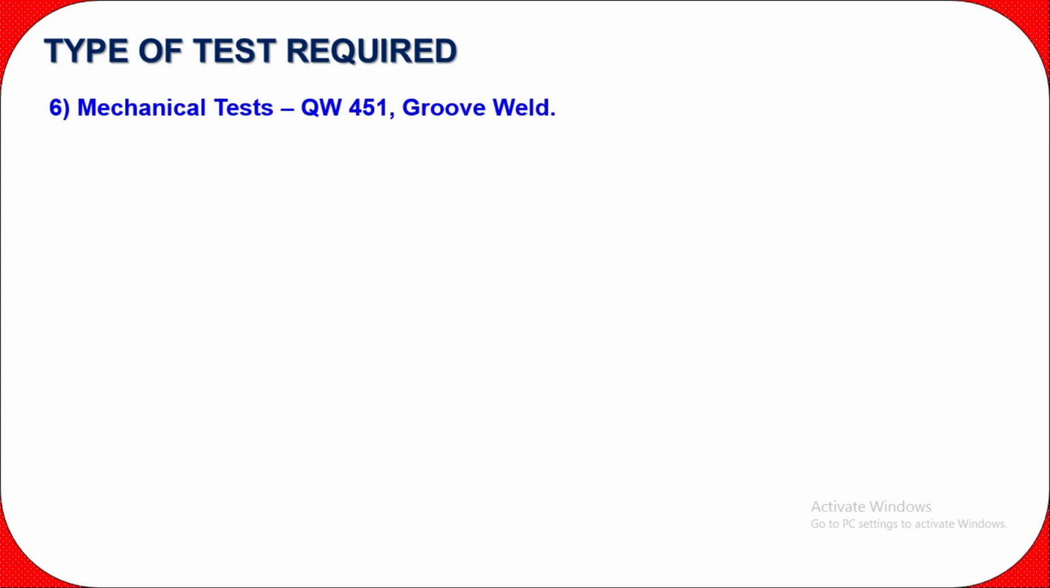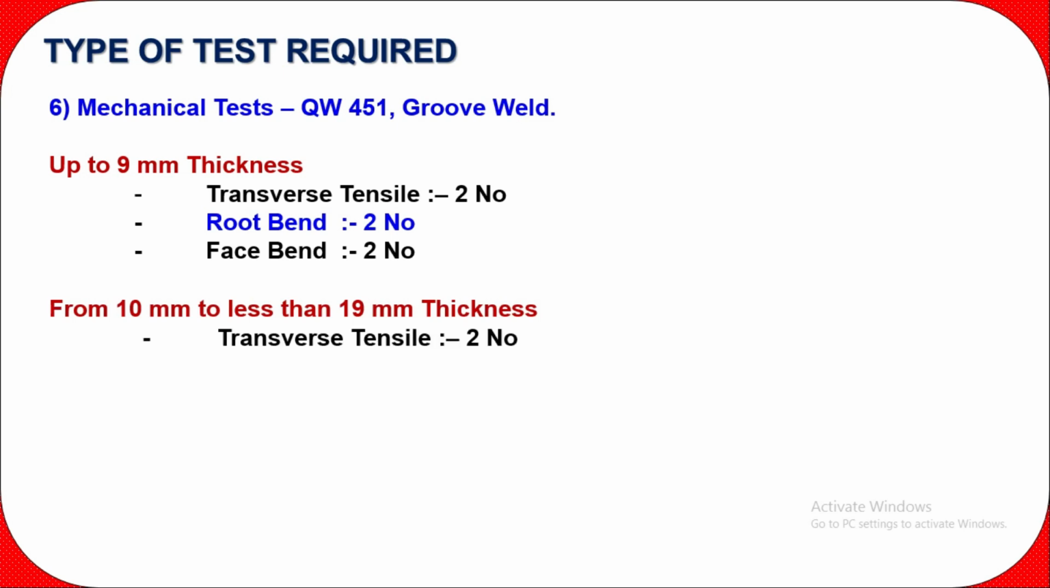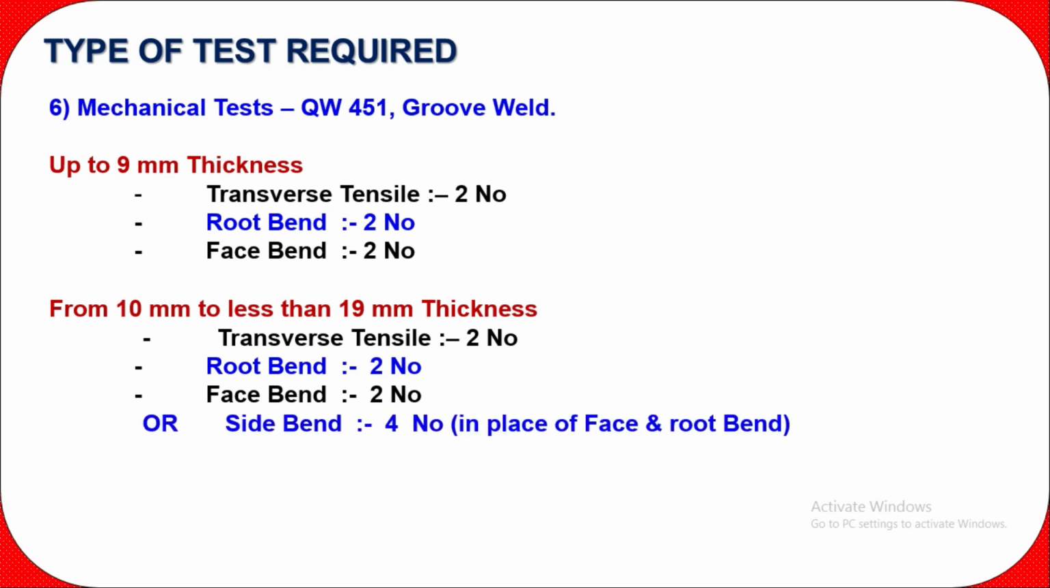Mechanical test, QW451 groove weld mechanical test. Different thickness has different requirements. Up to 9 mm thickness, transverse tensile 2 number, root bend 2 number, face bend 2 number are required. From 10 mm to less than 90 mm thickness, you have to do transverse tensile 2 number, root bend 2 number, face bend 2 number, or side bend 4 number. If you are not doing root and face bend, then you can do the 4 side bend test in place of them. That would be acceptable.